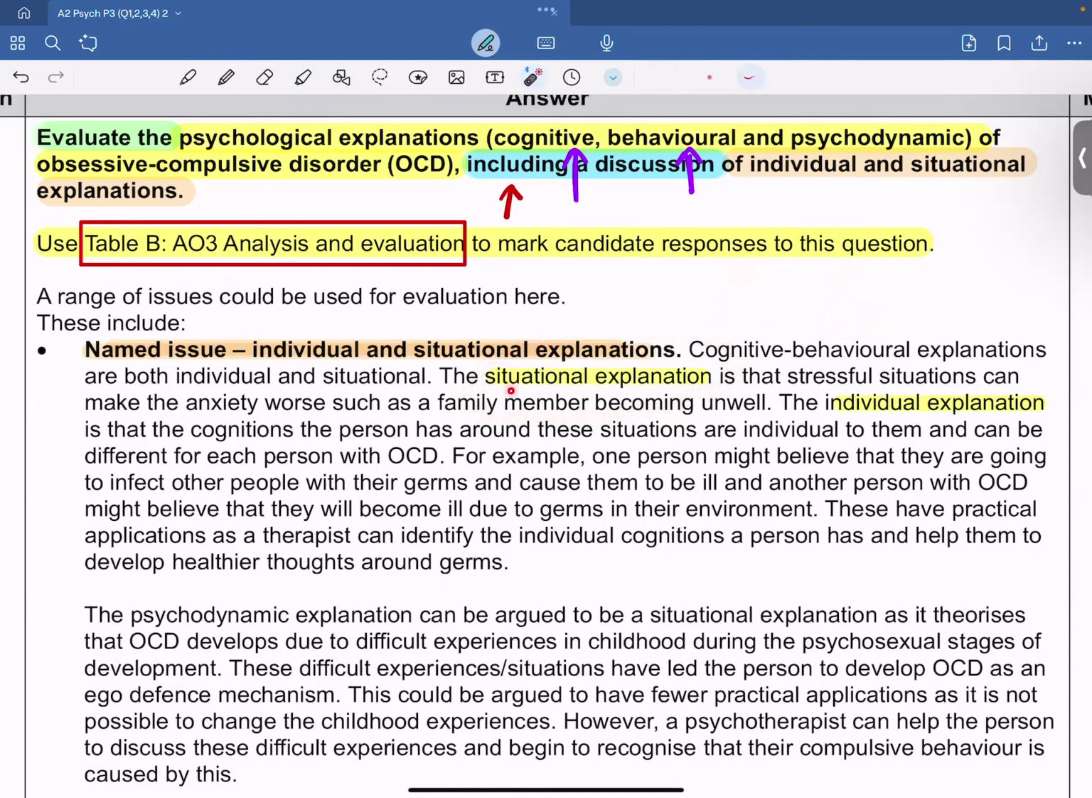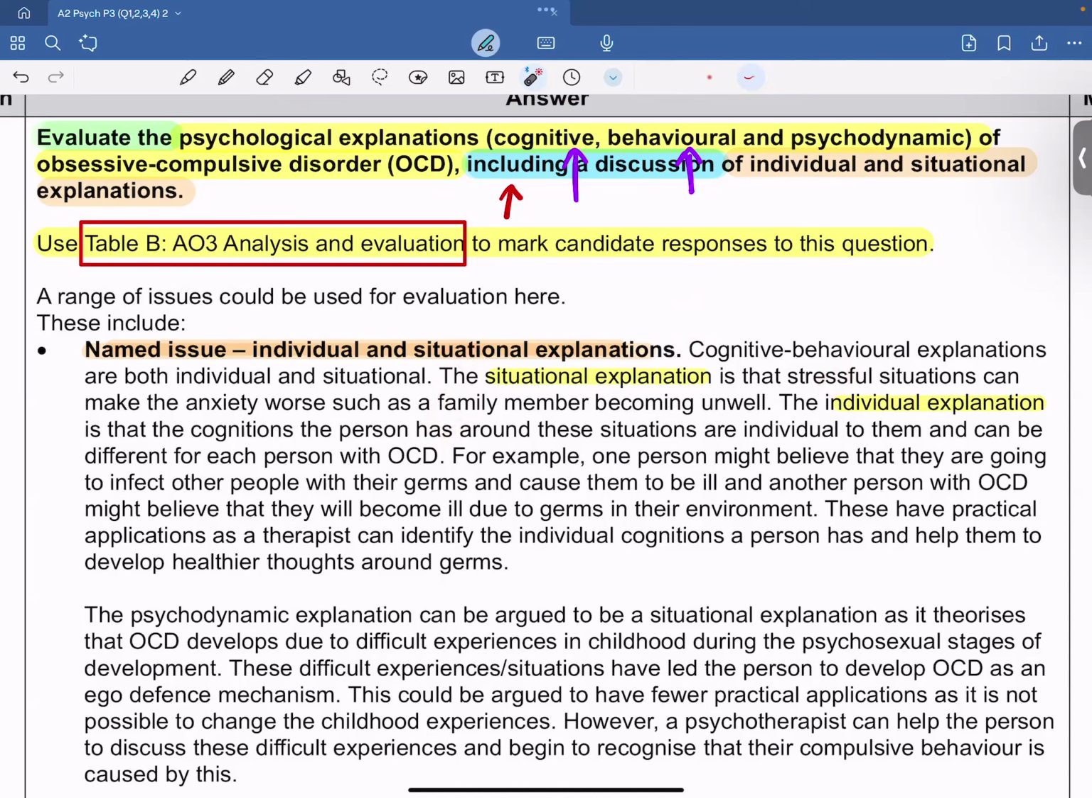So we've spoken about the situational explanation. We've also spoken about the individual explanation over here. Now, number one, you have made a statement. Number two, you have elaborated on the situational explanation and the individual explanation. Number three, you're developing this by giving an example.